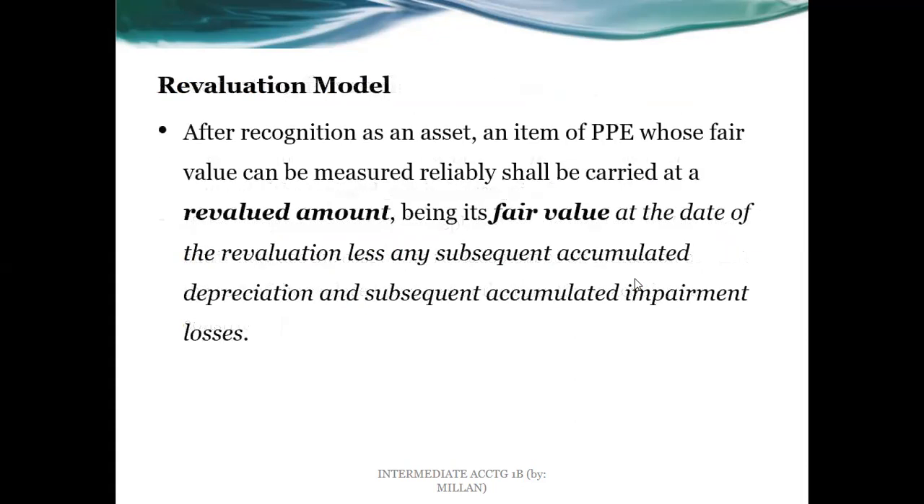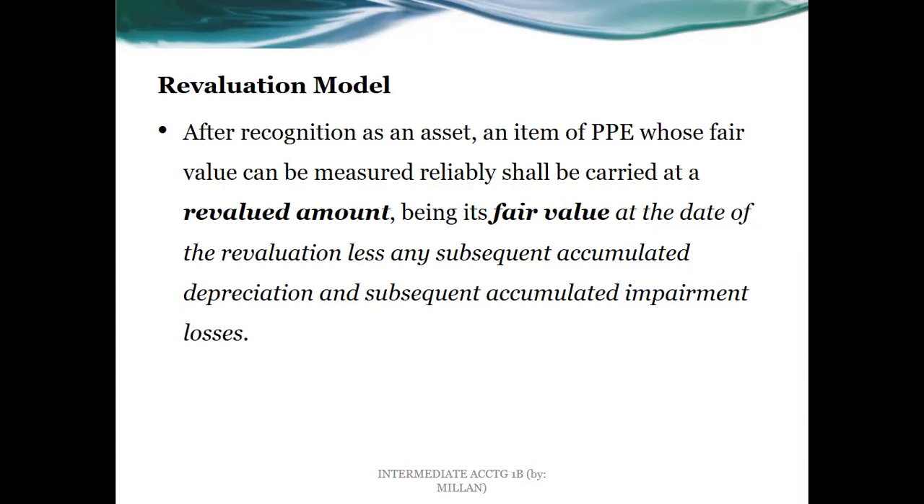Next would be the revaluation model. This is one of the two models, as we've said in 2A, that there are two models, the cost model and the revaluation model. The cost model is simply straightforward. Whatever is the cost, we deduct our accumulated depreciation and accumulated impairment losses, in which again, the last part, impairment, will be discussed in other series or in other accounting standards in intermediate accounting.